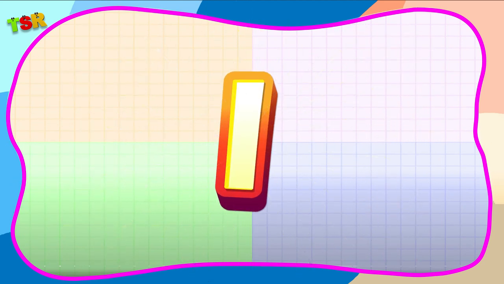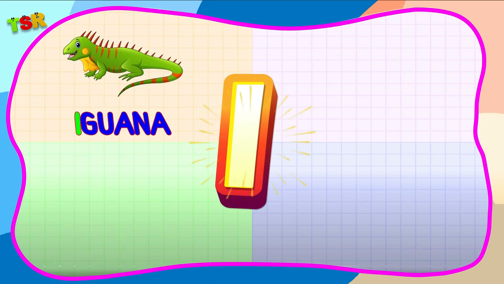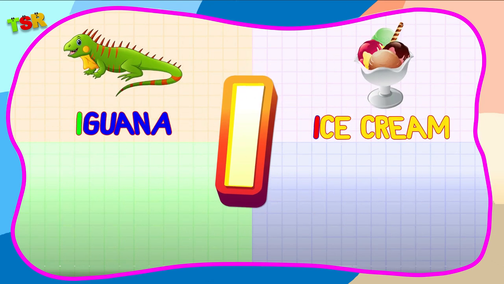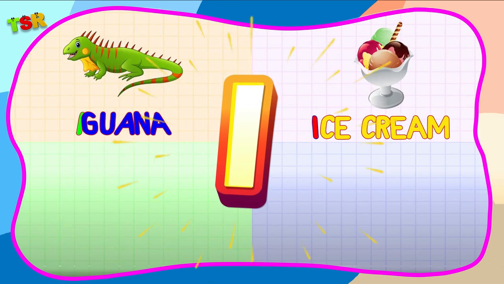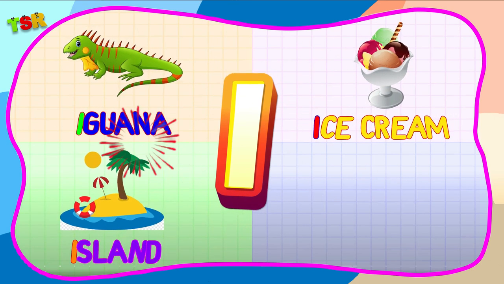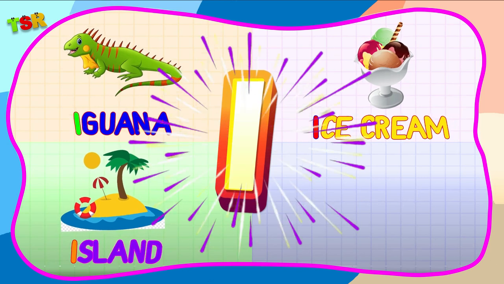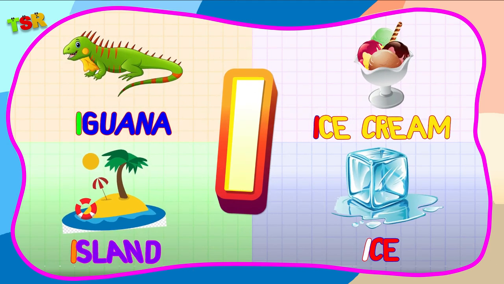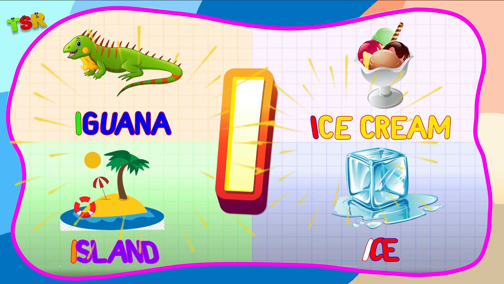Letter I is for iguana, iguana. Ice cream, ice cream. Island, island. Ice, ice.